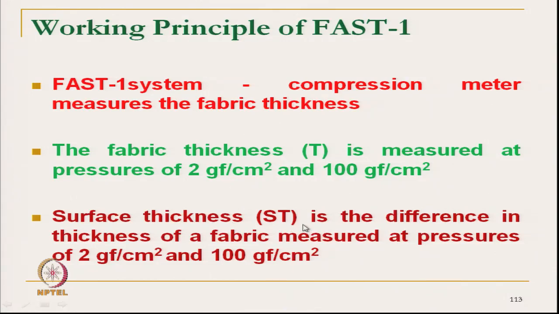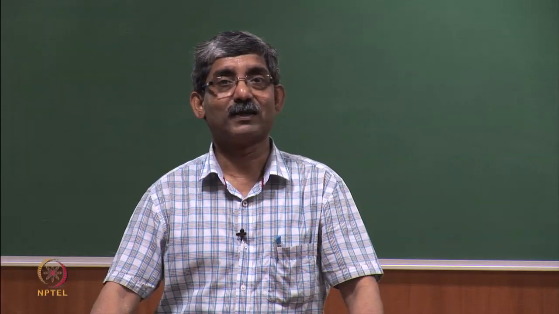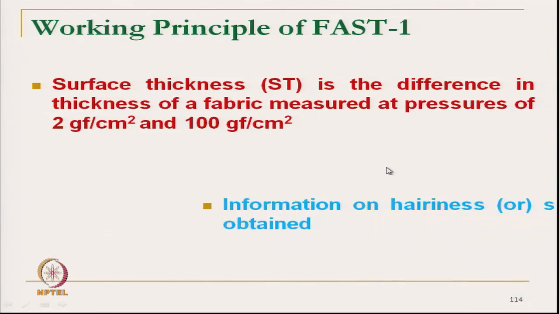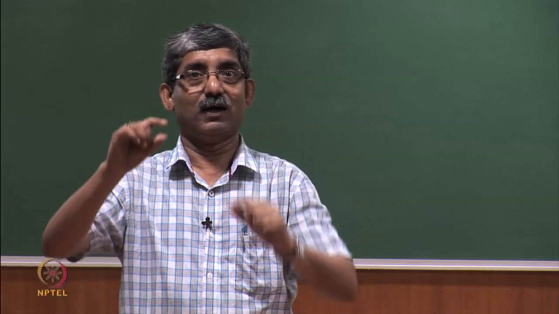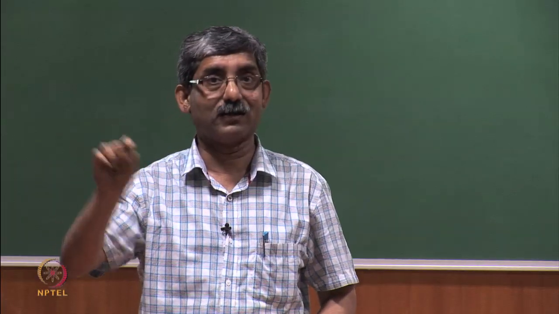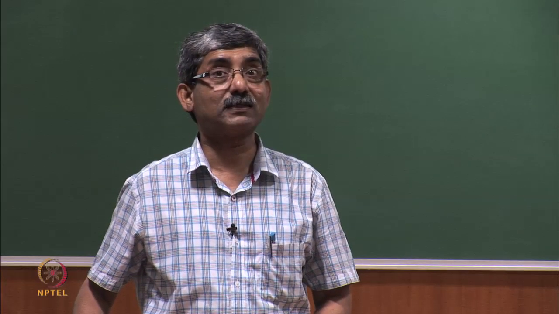So, only by measuring the thickness we get an idea about the presence of surface hairs. We can get an idea of the prickle sensation also from this ST value. This is surface thickness, the difference in thickness measured at two different pressures. Information on hairiness or surface bulk is obtained. A fabric may be soft at the surface and hard at the core, so we can get an idea about this by measuring the surface thickness.